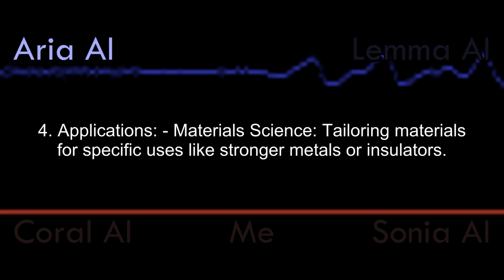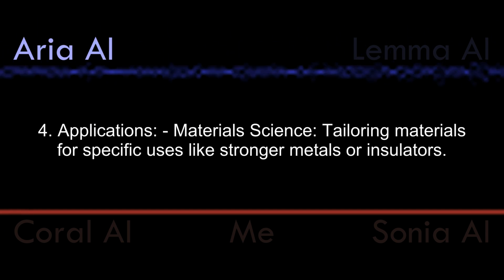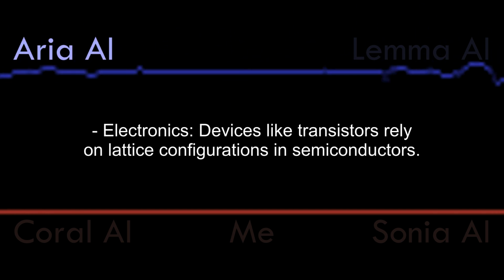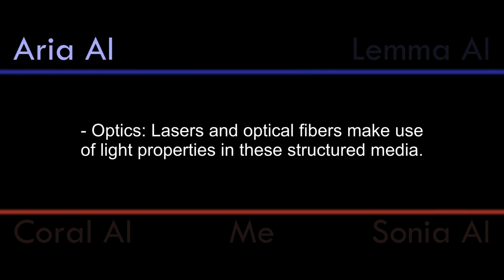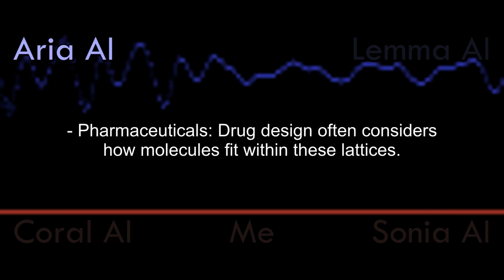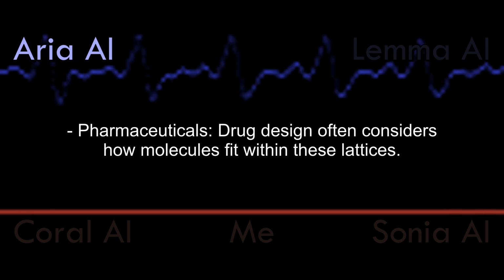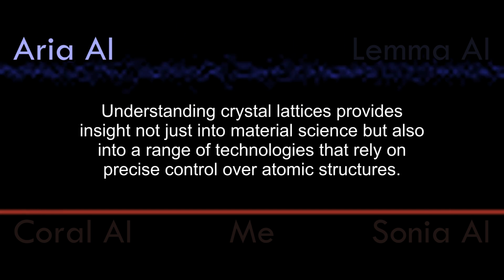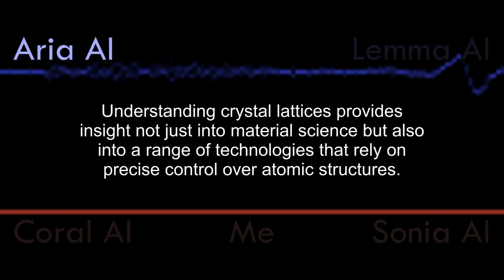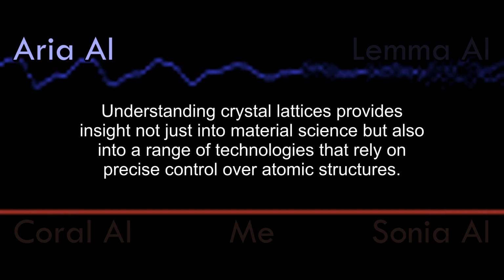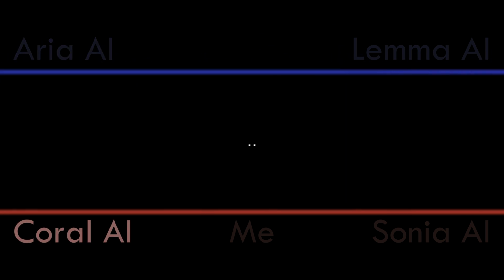4. Applications. Materials science. Tailoring materials for specific uses like stronger metals or insulators. Electronics. Devices like transistors rely on lattice configurations in semiconductors. Optics. Lasers and optical fibers make use of light properties in these structured media. Pharmaceuticals. Drug design often considers how molecules fit within these lattices. Understanding crystal lattices provides insight not just into materials science but also into a range of technologies that rely on precise control over atomic structures.